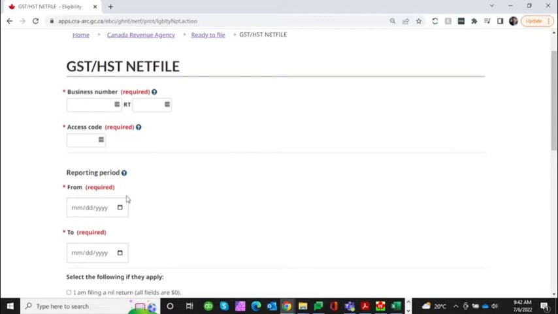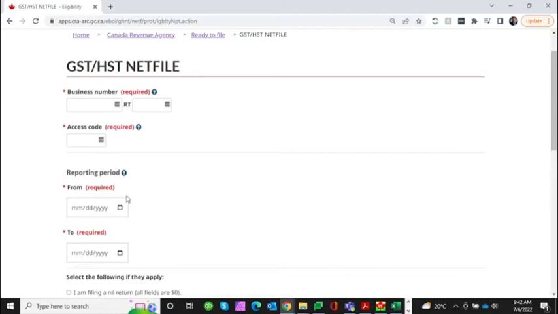So the first thing that you need to know is what is output tax and what is input tax in terms of HST, or GST. All right. So I'll just be referring to HST. I'm just used to it, but GST, HST, it's just different names.